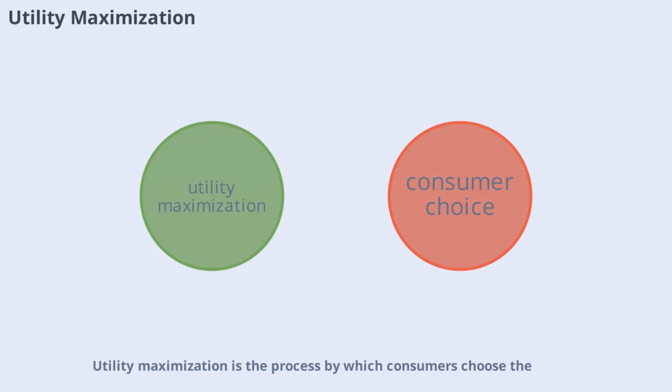Utility maximization is the process by which consumers choose the combination of goods that gives them the highest possible utility, given their budget. This principle is at the heart of consumer theory. By analyzing utility maximization, economists can predict how changes in prices, income, or preferences will affect consumer choices and market demand.